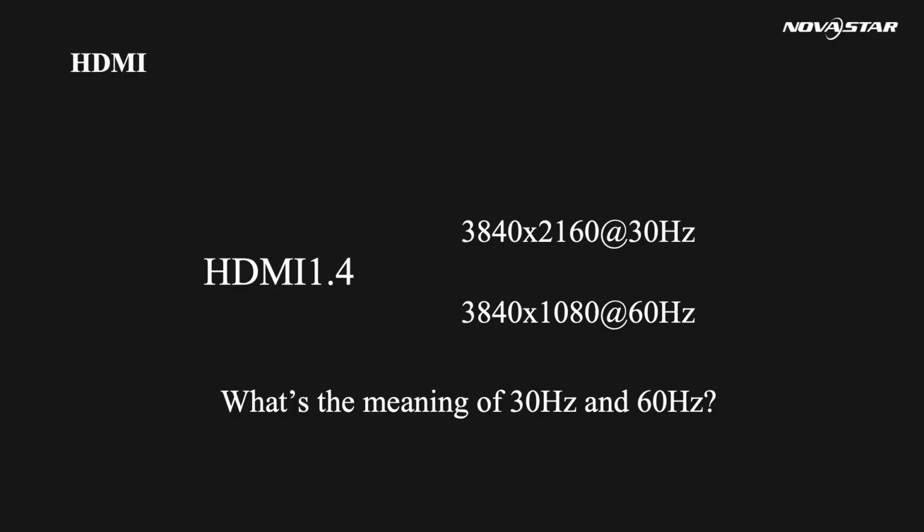Hence, 30 Hz means the display updates its image 30 times per second, while 60 Hz means 60 times per second. The higher the refresh rate, the less bandwidth is left. So you can see that within the same bandwidth, the resolution and the refresh rate are mutually exclusive.